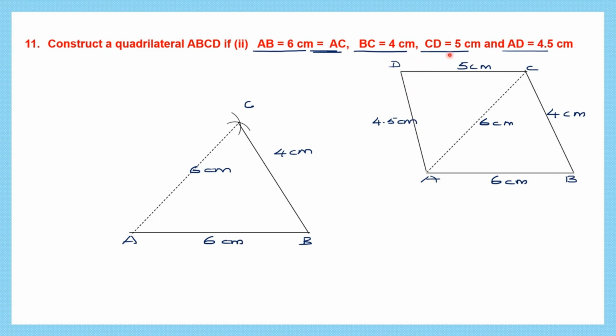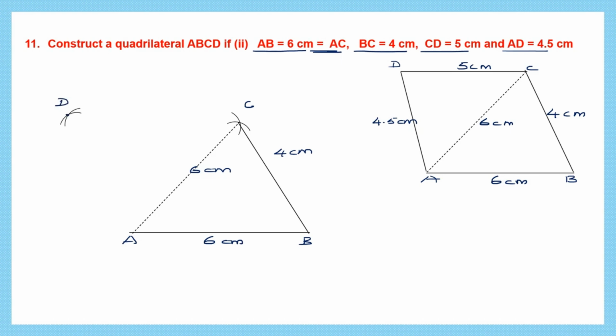So here, CD measurement is given as 5 centimeters and AD as 4.5 centimeters. So we can place a compass at A and mark 4.5 centimeters radius and draw an arc. We have an arc drawn. Now place it at C and get 5 centimeters on your compass and cut this arc. So we have cut the arc. This point of intersection where the two arcs have met is D.